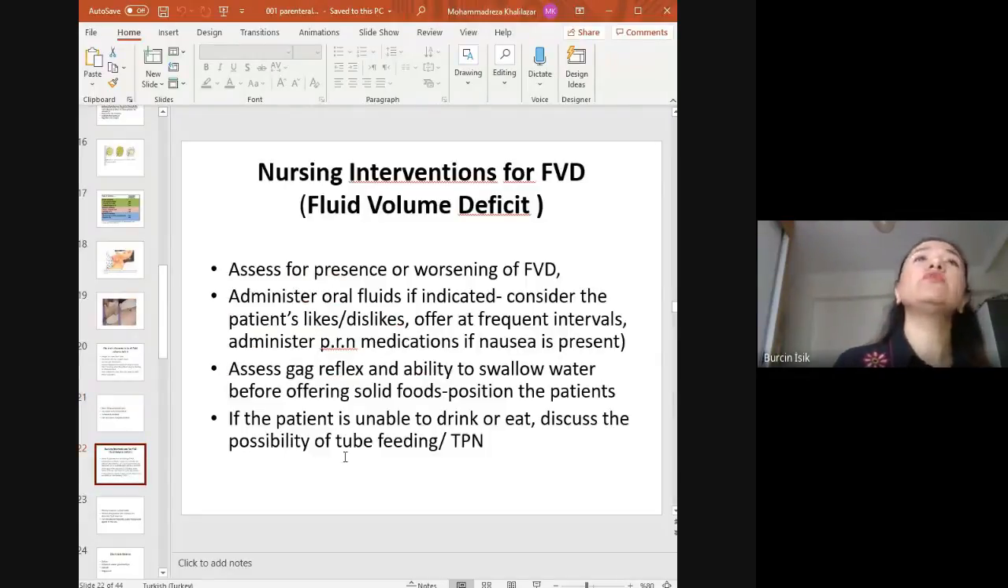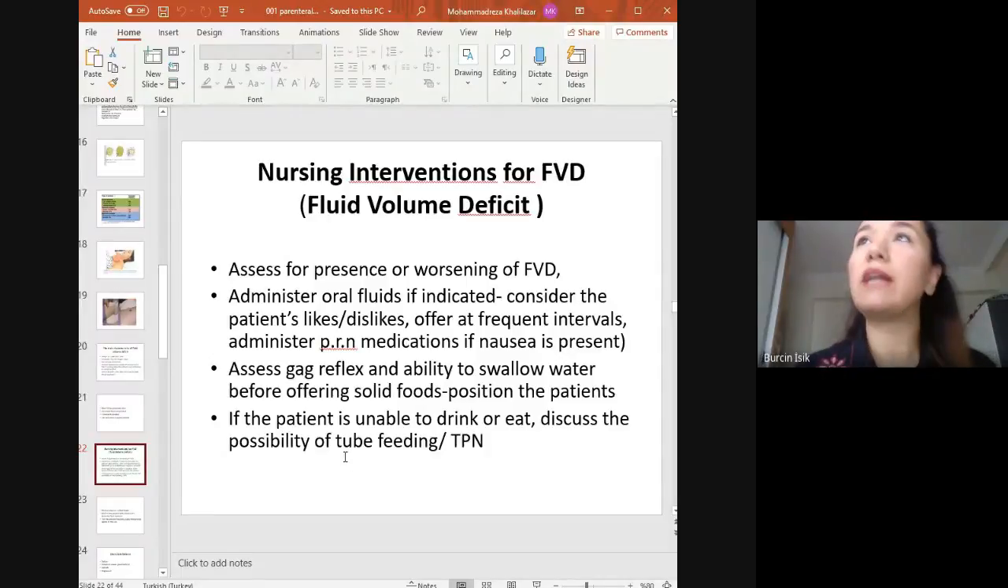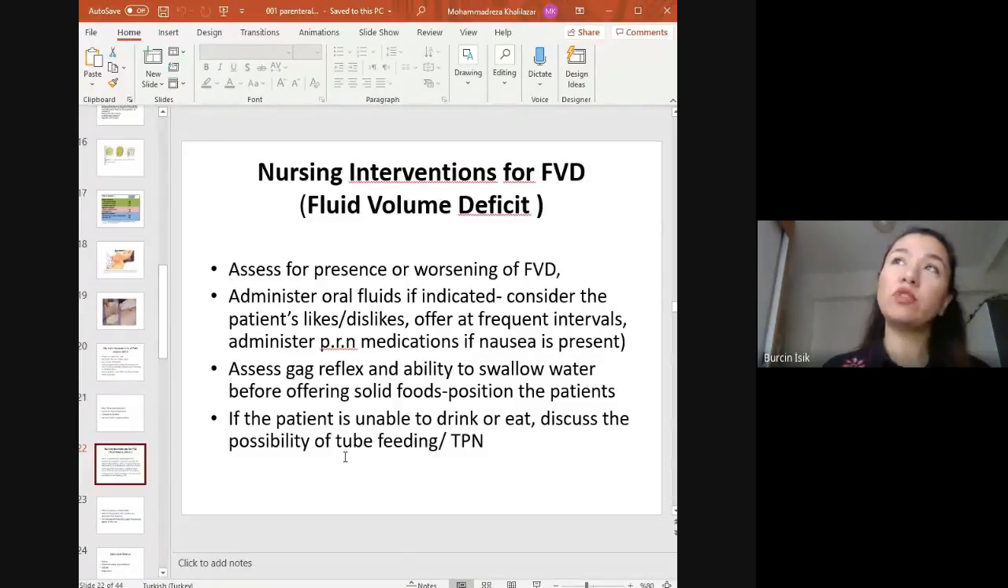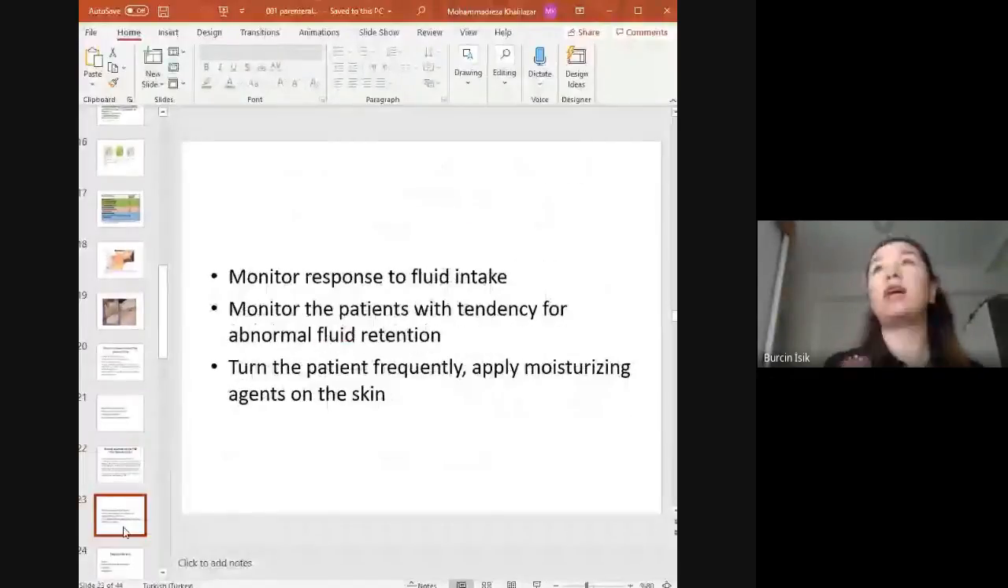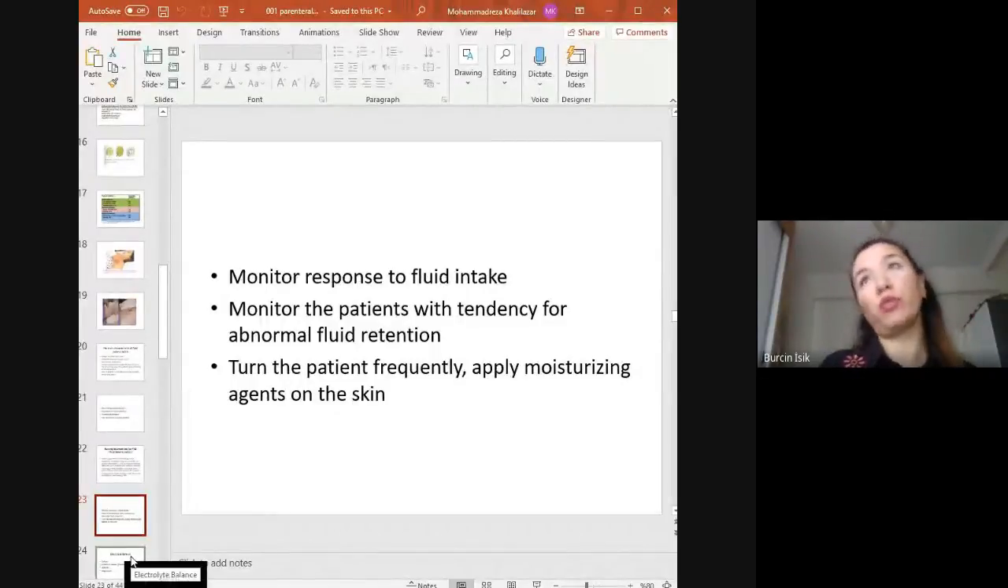And nursing intervention for fluid volume deficit. What is that? At first, we must check the gag reflex. Why can't patients eat liquids? Maybe patients have vomiting, nausea. Maybe you need to give drugs PRN. Check the patients for the ability for GI systems. Maybe you need to moisturize the skin and change the position for patients in this situation. And intake output checking is too important.